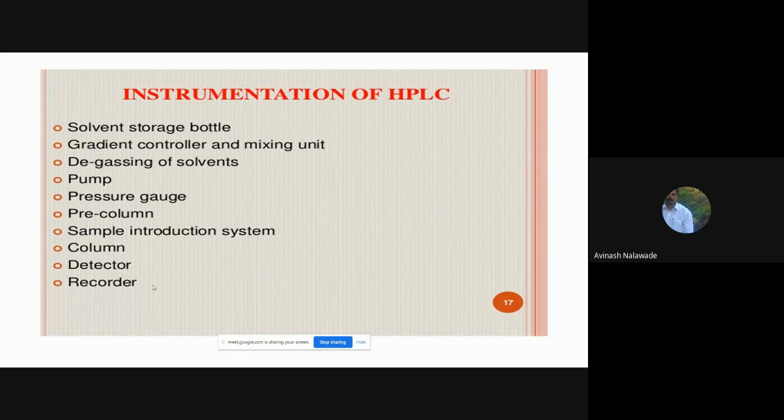Now आता इथे gradient controller काय आहे? Actually whatever solvent we are using, that solvent is mixed by some machine. So here the gradient controller and mixing unit is present. Okay. Now most important part, आता हे जे आपण solvent वापरतो, that solvent must be in the pure form. That is, it must not contain any dissolved gases, it must not contain any impurity.